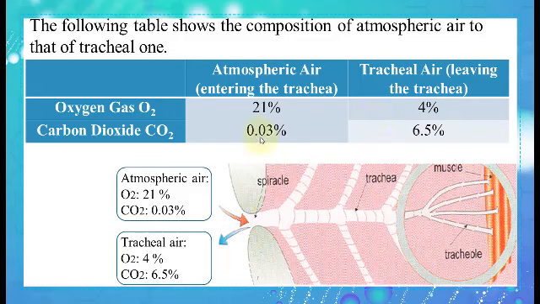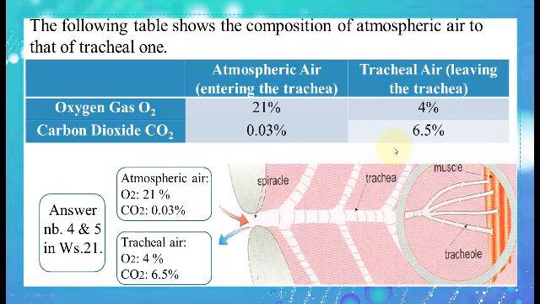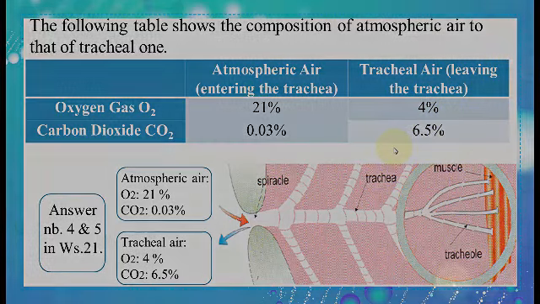About carbon dioxide gas. How much is the composition of carbon dioxide gas in the atmospheric air? It is 0.03%. How much does it become in the tracheal air? It becomes 6.5%. Now it's time to answer numbers 4 and 5 in worksheet 21.